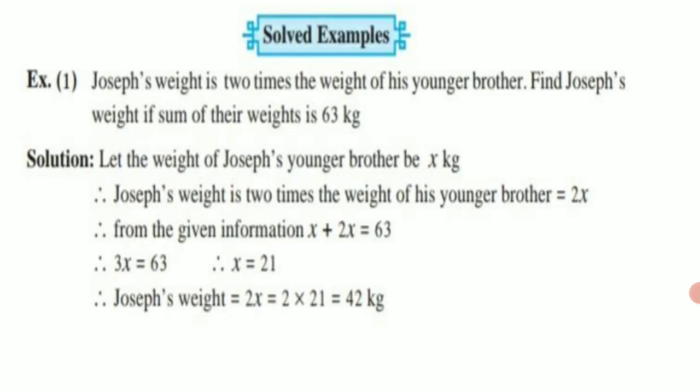Solved example. Joseph's weight is 2 times the weight of his younger brother. Find Joseph's weight if the sum of their weights is 63 kilograms. Let the weight of Joseph's younger brother be x kilograms. Joseph's weight is 2 times the weight of his younger brother, which is 2x. From the given information, x plus 2x is equal to 63. Therefore, 3x is equal to 63, x is equal to 21. Joseph's weight is 2x, which is 2 into 21, equal to 42 kilograms.